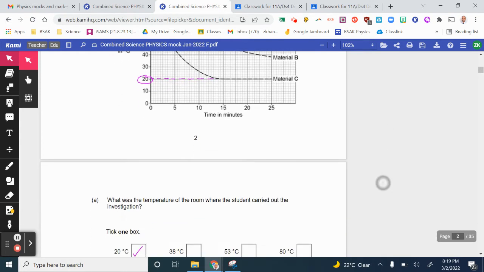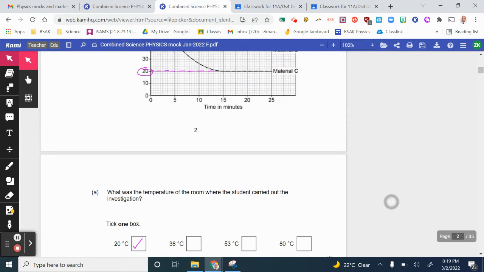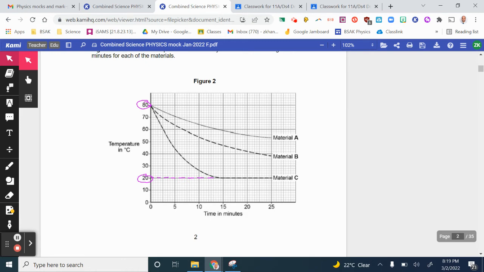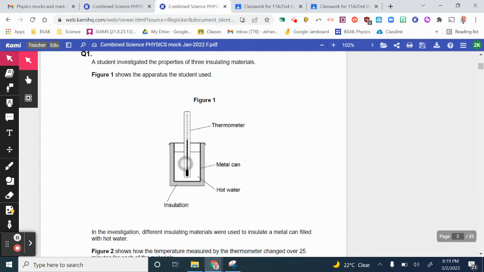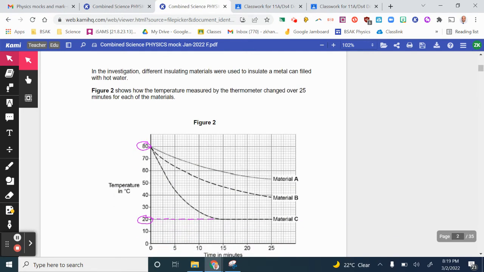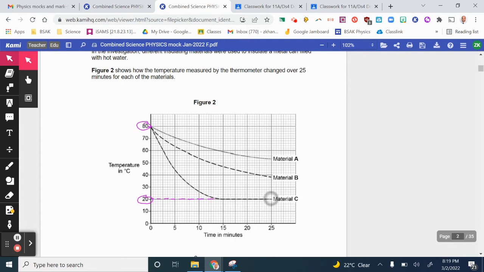Now, if we look at the first part of the question, it says what was the temperature of the room when the student carried out the investigation? Materials A and B, which are covering the beaker, show that the temperature is dropping, but it hasn't completely dropped. So it will carry on going after time. Now C has shown that the temperature has leveled off.